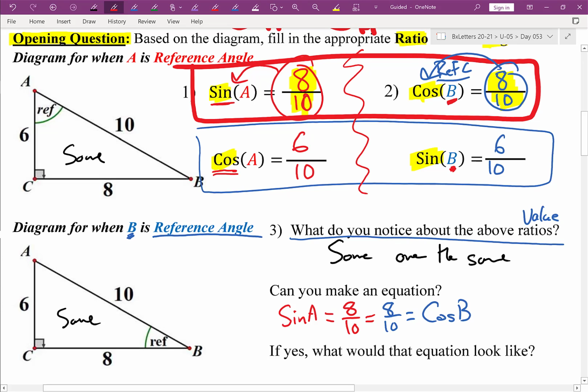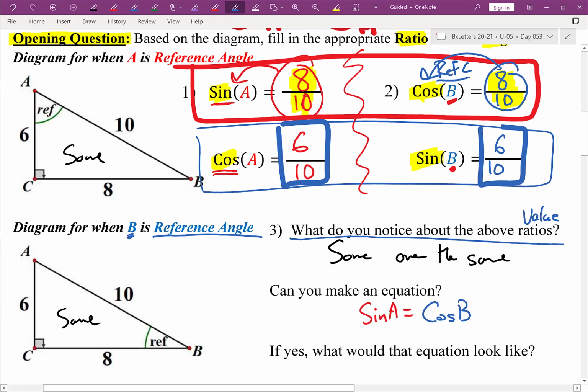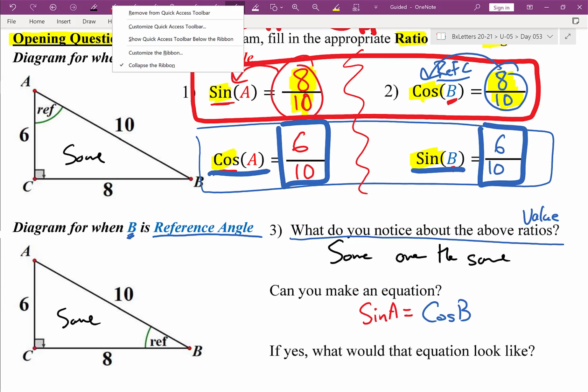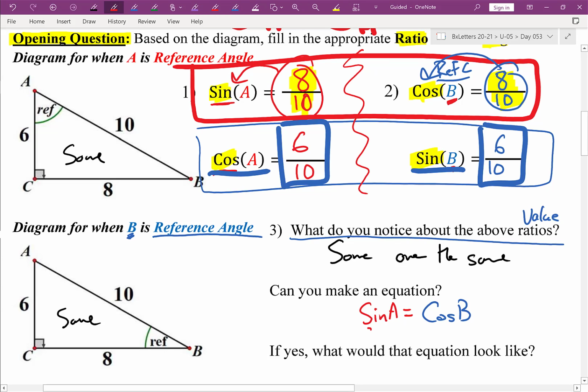So I could kind of cut out this middle stuff and just say the sine of A is the same as the cosine of B. That's one way I could look at this. Another way I could look at it is, well, 6 over 10 is the same as 6 over 10, so sine of B is the same as cosine of A. The cosine of A is the same as the sine of B.